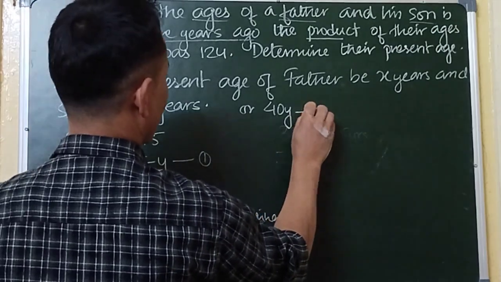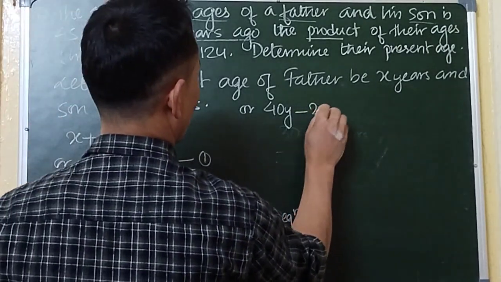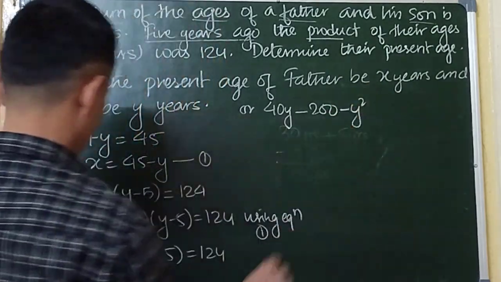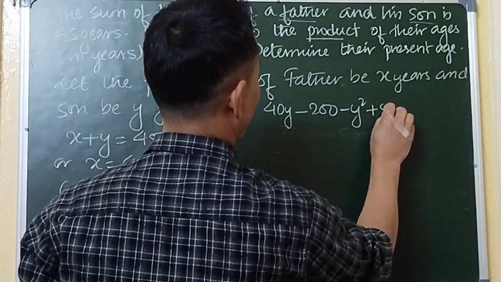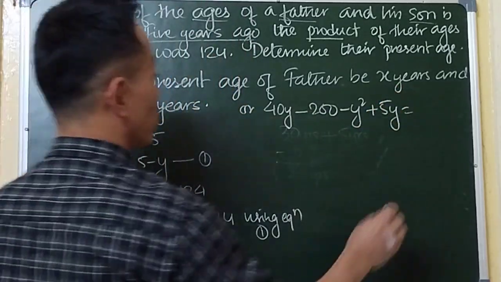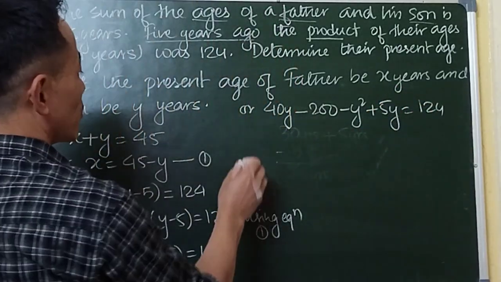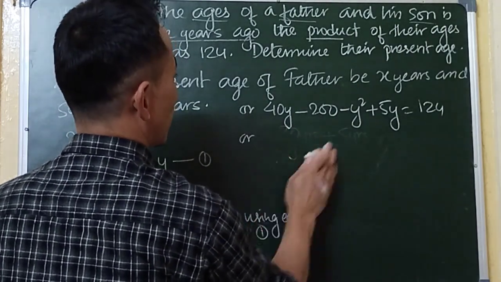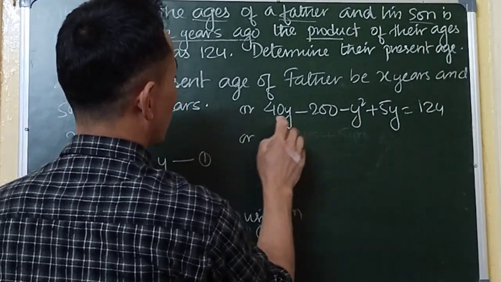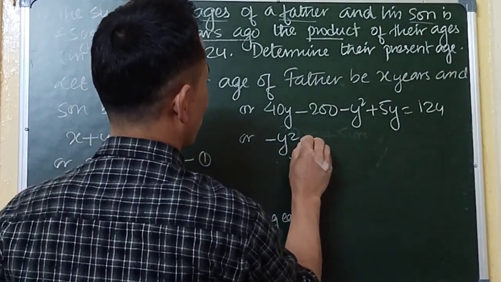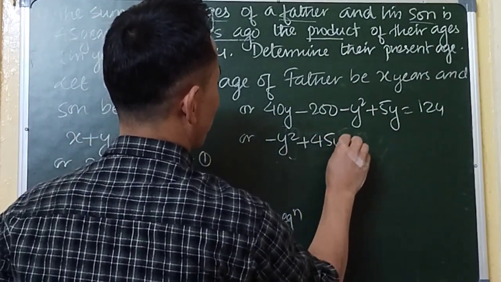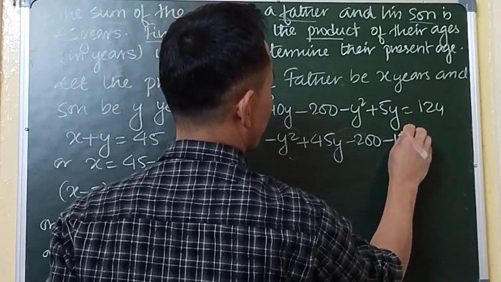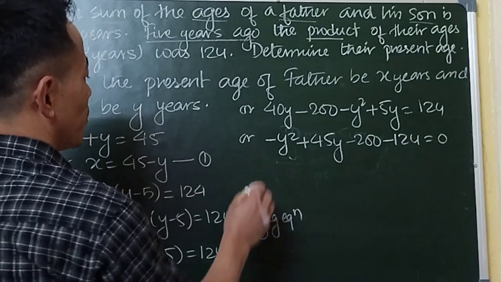Minus into plus is minus, 40 into 5 is 200. Then minus y into y gives you minus y square. Minus into minus gives you plus, 5 into y is 5y, equals 124. So we have minus y square, then 40y plus 5y gives us 45y, minus 200 is here. This will come to the left hand side, this becomes minus 124 equals 0.